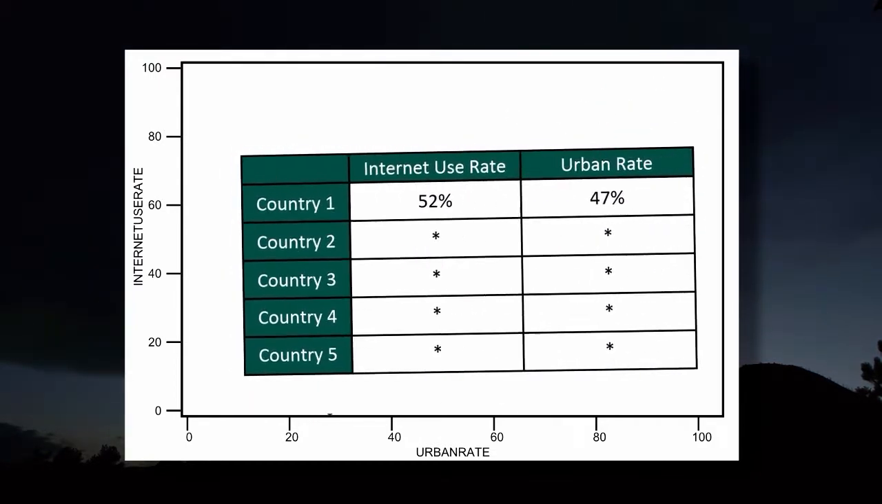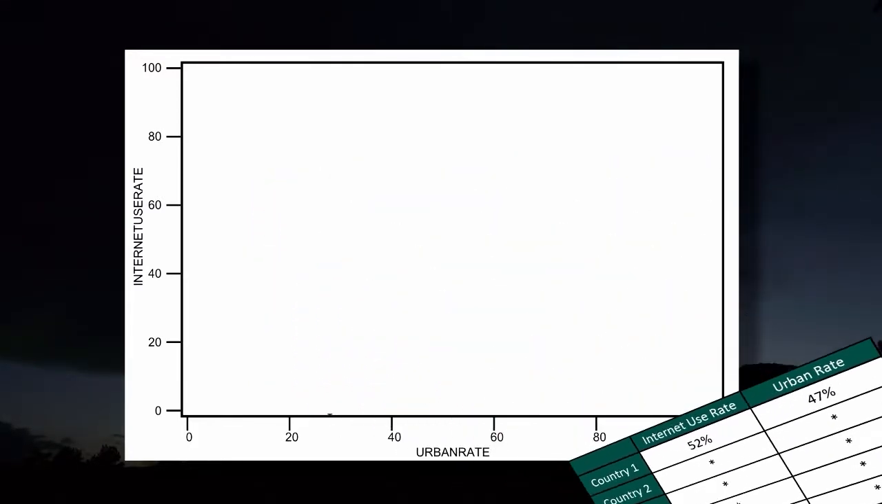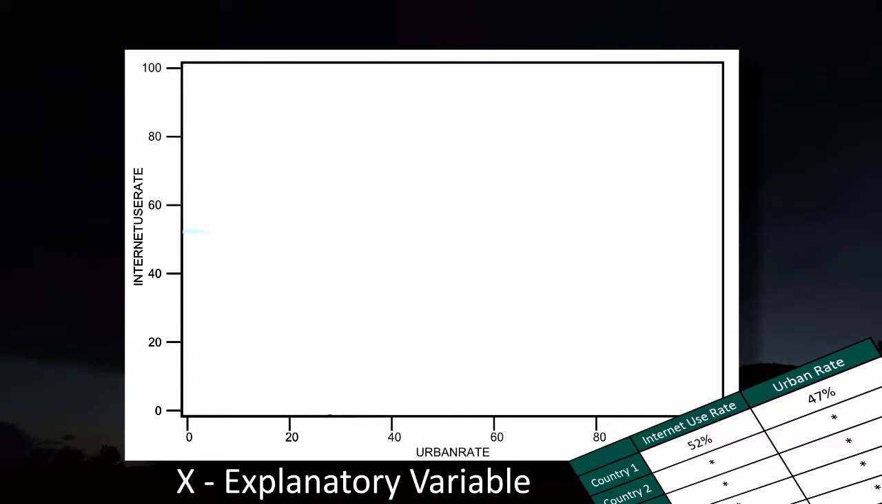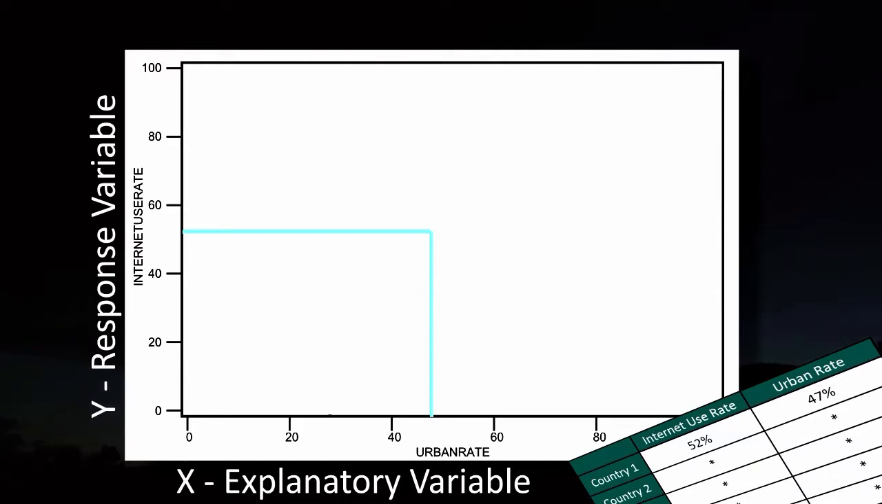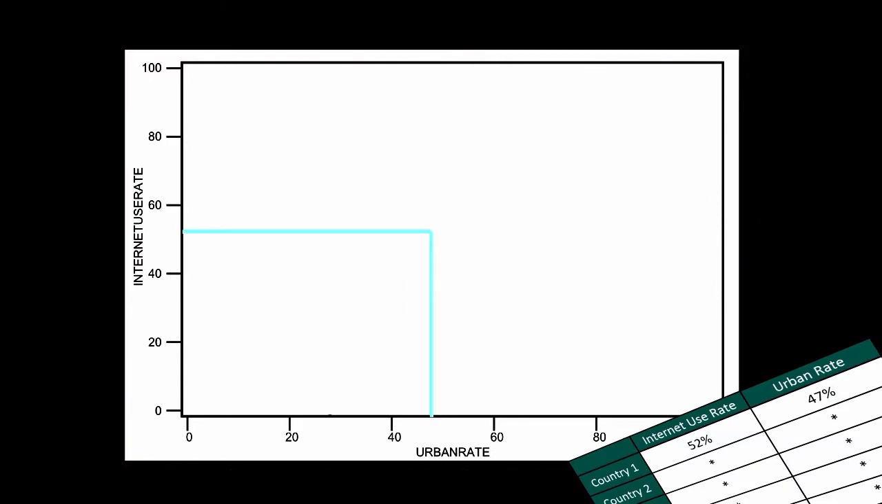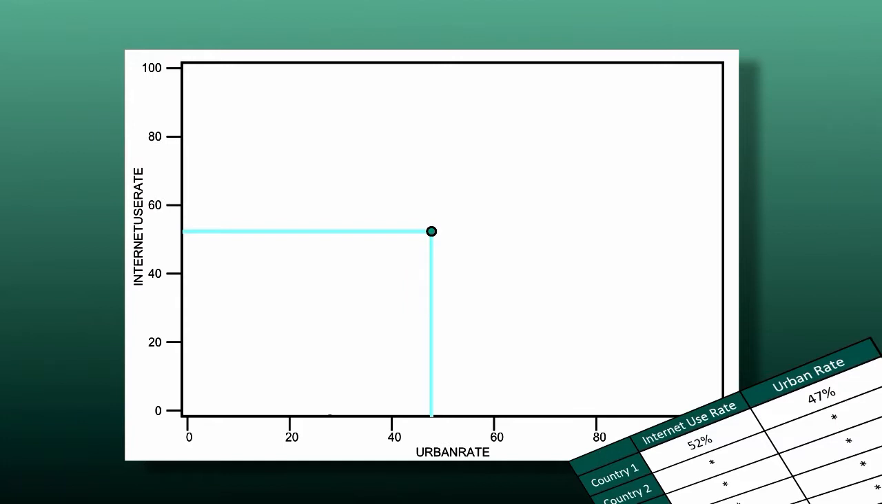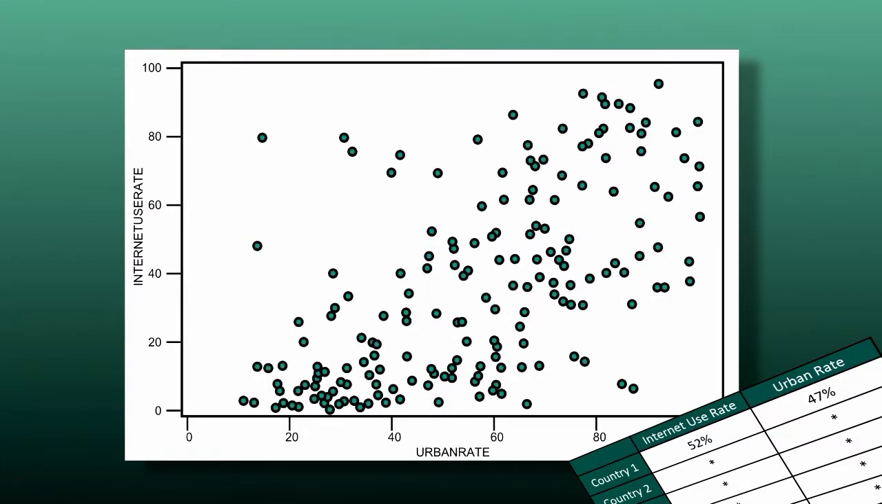To create a scatterplot, each pair of values is plotted so that the value of the explanatory variable, x, is plotted on the horizontal axis, and the value of the response variable, y, is plotted on the vertical axis. In other words, each individual appears on the scatterplot as a single point whose x-coordinate is the value of the explanatory variable for that individual, and whose y-coordinate is the value of the response variable.